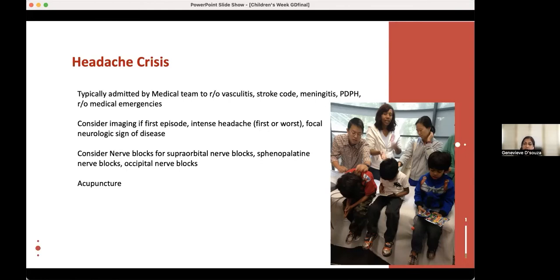various headaches, like supraorbital nerve blocks, sphenopalatine nerve blocks, or occipital nerve blocks, as in the picture here, where the pain team is teaching occipital nerve blocks, and these are our own children that we are demonstrating occipital nerve blocks on. We can try acupuncture, which works well for symptom alleviation and headache management for these.